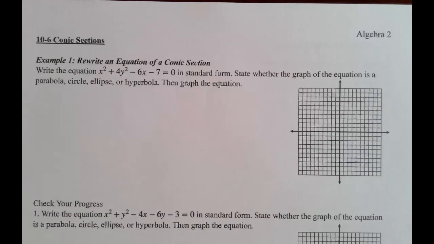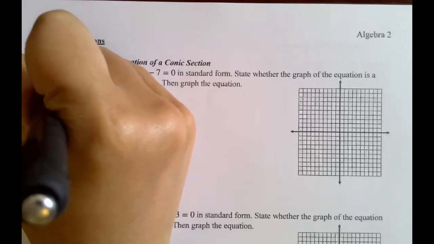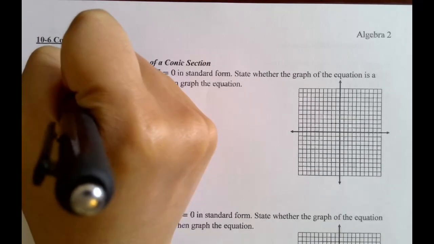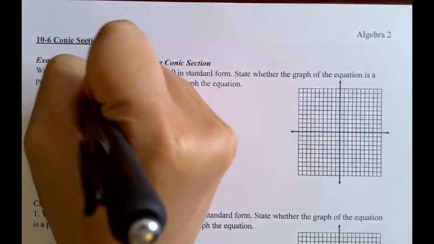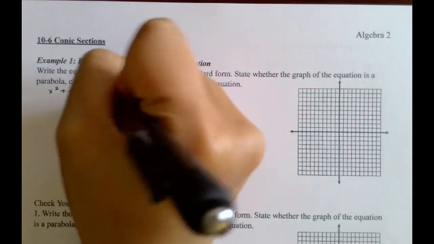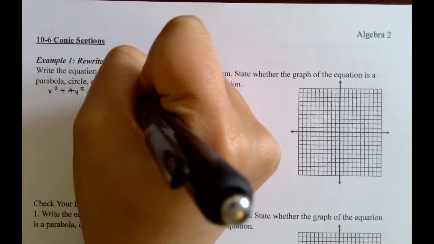It asks us to rewrite the equation of a conic section in standard form, state whether the graph of the equation is a parabola, circle, ellipse, or hyperbola, and then graph the equation. Okay, so let's get started. So here we have x squared plus 4y squared minus 6x minus 7 equals 0.